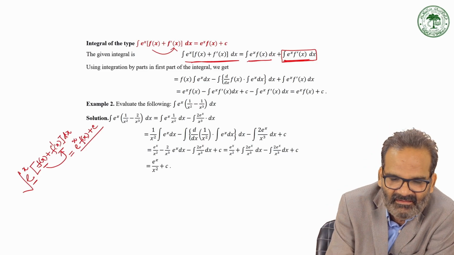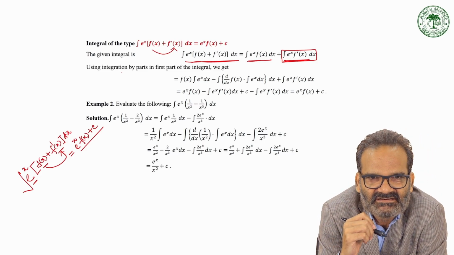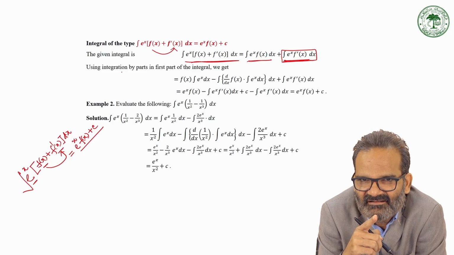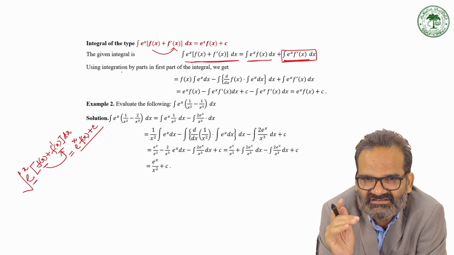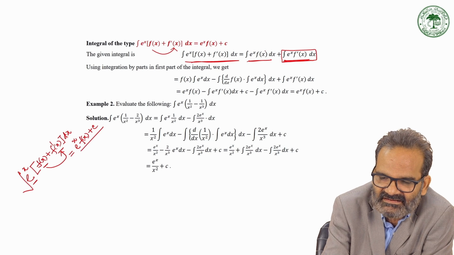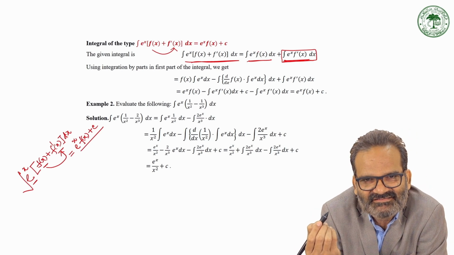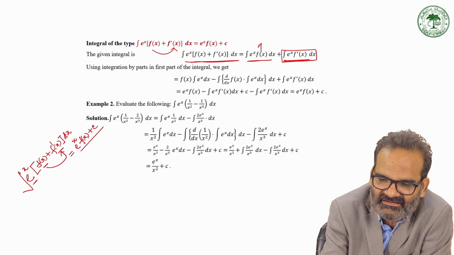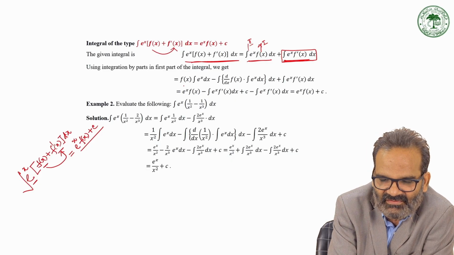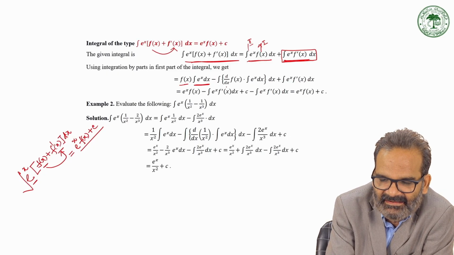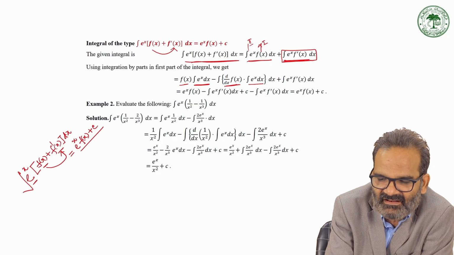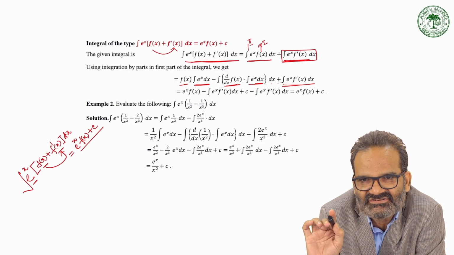See why? Using integration by parts in the first part of the integral, the second part will remain as it is, unchanged. See, f(x) is taken as first function, since exponential functions are always taken as second, and e^x should be taken as second function, right? So first function means f(x), integral of the second function, minus derivative of f(x) into integral of second function, and dx, plus this function as it is. We are writing down this function unchanged, right?